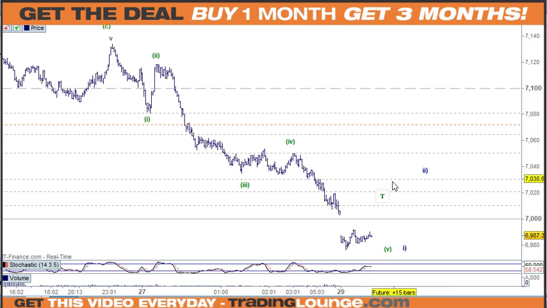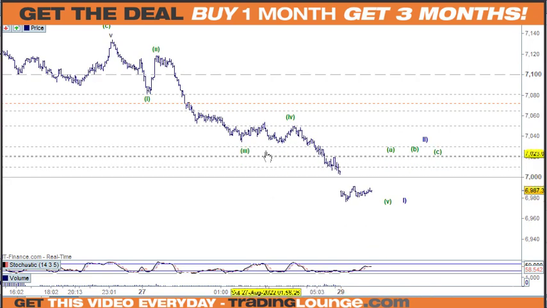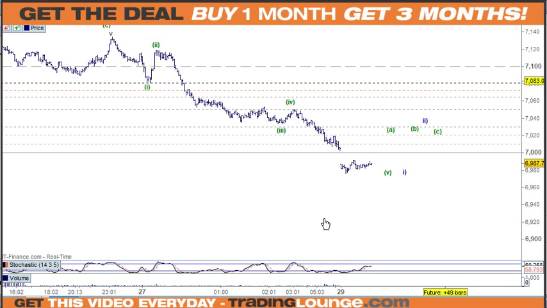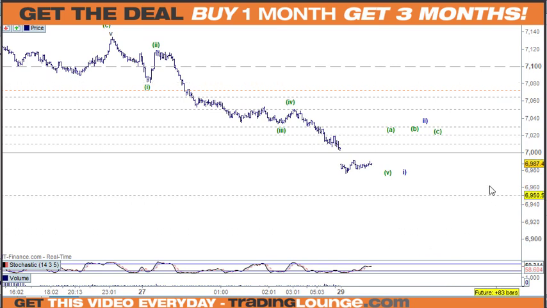Yeah, I think the main point here is not to chase this short. If you do, you'll have to be pretty quick. I think I could even go that way. I think there could be a bit more to the downside here. The 50.